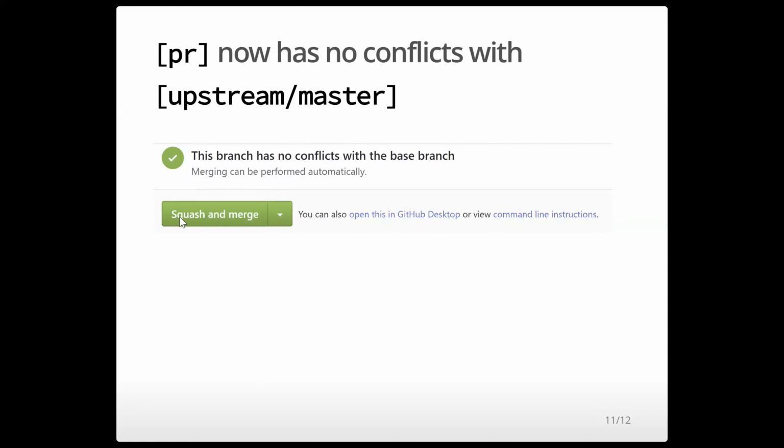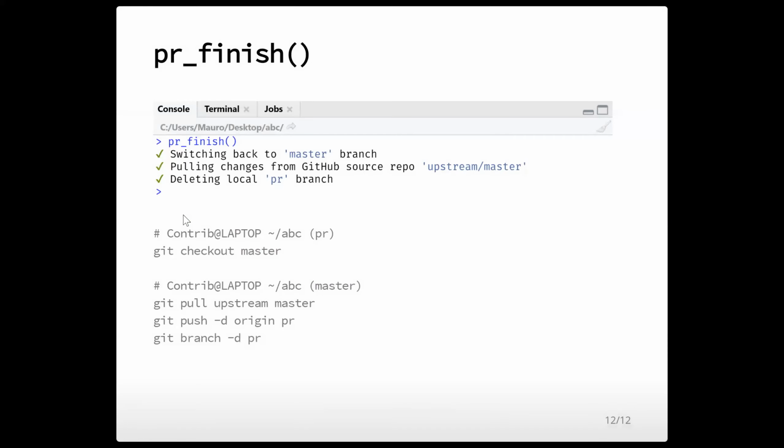In particular, I like doing squash and merge because that cleans up the messy history of conflicting commits. Instead of having a bunch of commits representing one PR, we have just a single nice commit. When that's done, contributors locally have nothing else to do with this PR, so we can just run the function PR finish, and that will switch us back to master. Then it will pull the changes that were merged into the source repo from upstream master. So we are synchronizing our master branch with the upstream master, with the source repo, and then it's going to delete the PR branch because we no longer need it. All that cleaning leaves us ready for, for example, submitting another PR.